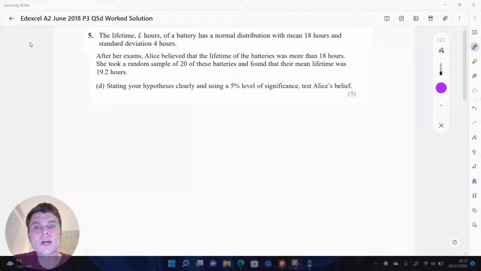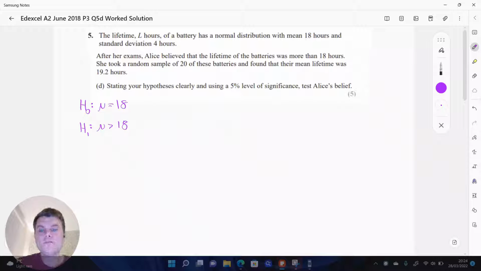Stating your hypotheses clearly and using a 5% level of significance, test Alice's belief. Okay, so we've got a hypothesis test. For any hypothesis test, we need to first define the null and alternative hypotheses. Our null hypothesis is just the original mean, which is 18. Our alternative hypothesis is going to be testing that claim. Alice is actually claiming that it's more than 18, so we are going to say greater than 18.